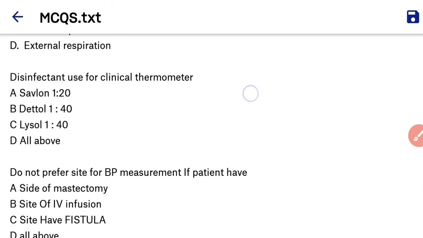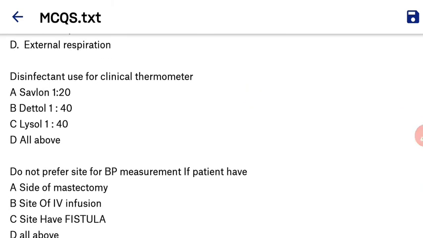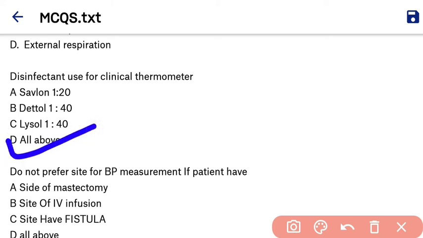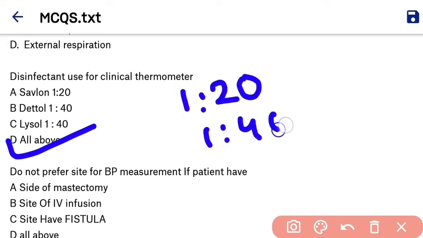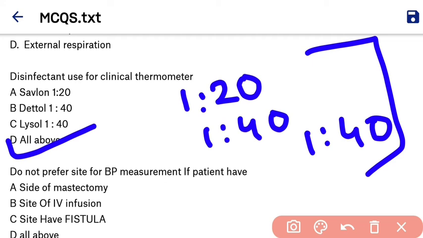Next, disinfectant used for a clinical thermometer. So here our right answer is all of the above. Savlon at 1:20 ratio, then Dettol at 1:40 ratio, and Lysol at about 1:40 ratio. These are the disinfectants used for a clinical thermometer.